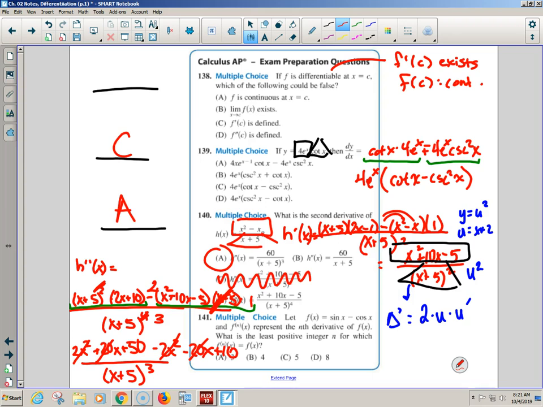Okay, so forget that. That's a definite. The limit as x goes to c, well, that's part of continuous, right? Yeah. Okay, cool. And then f prime of c is defined. Cool. Has to be D. Oh, that's easy, because all those had to be, careful, true. All of those had to be true. The only one that could be false is f double prime.